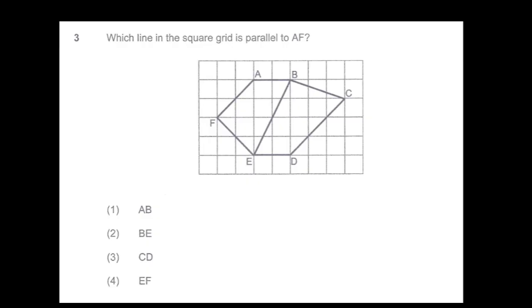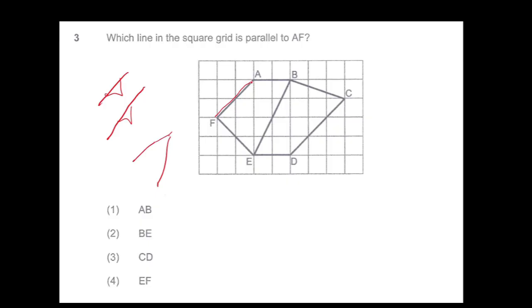Okay, question 3 basically tests whether you understand the concept of parallel lines. Which line in the square grid is parallel to AF? Where is AF? AF is here. Parallel lines means they are looking for another line that has exactly the same angle, so that they will never meet each other. Look at the first answer. AB is here, so it's definitely no because they are already touching each other. BE is here, so if you extend both lines, they will also touch each other.